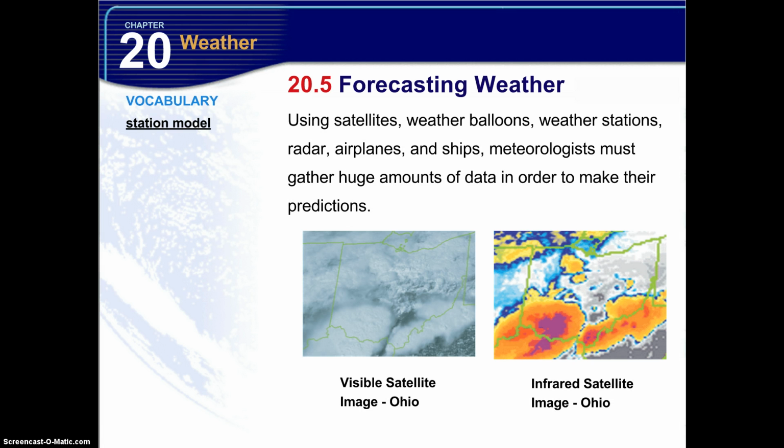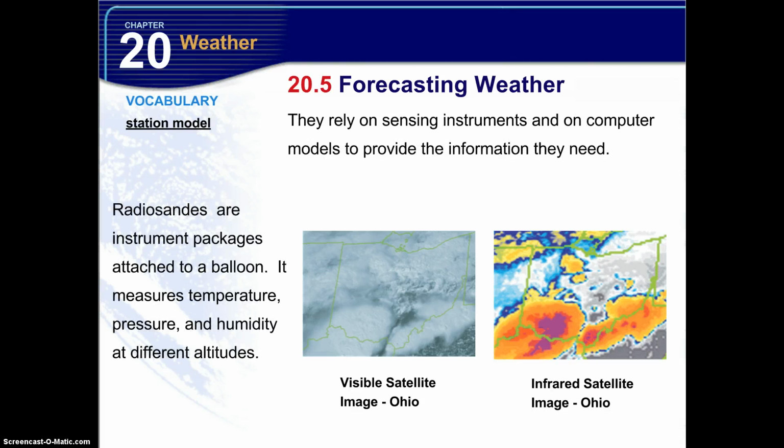Now, using satellites, weather balloons, weather stations, radar, airplanes, and ships, meteorologists must gather huge amounts of data in order to make their predictions. And even then, their predictions typically change depending on how those conditions change. They rely on sensing instruments and on computer models to provide the information they need. Radio sondes are instrument packages attached to a weather balloon. It measures temperature, pressure, and humidity at different altitudes.